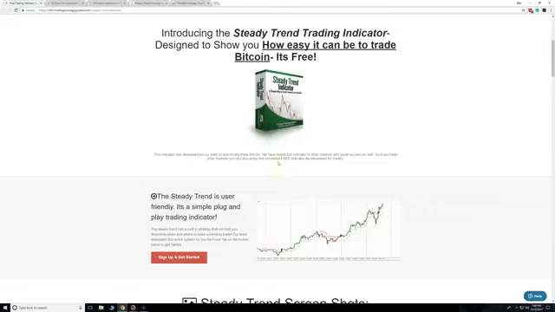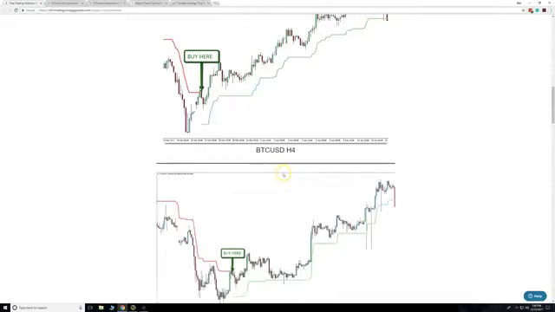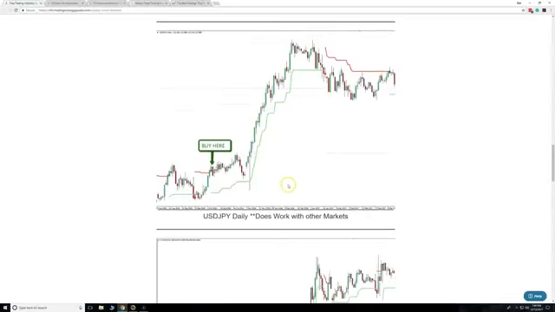Before I go into that, it does work with other markets. If you trade, say, USD/JPY, EUR/USD, Forex, any kind of markets like that, it works. This is actually a daily chart of USD/JPY, and a green arrow signifies a buy. If you had bought here, you might have put your stop loss down here, but that's beside the point, and that would have been a really good trade. So what I'm saying is it does work for other markets.